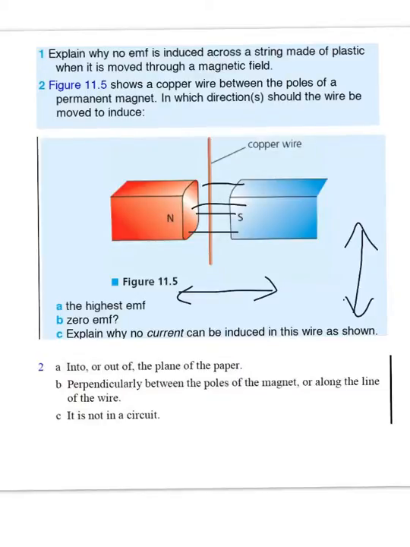Well, number C is almost a little bit silly. It's just a loose wire, so it can't be in a current. It can't be any current because it's not in a circuit.